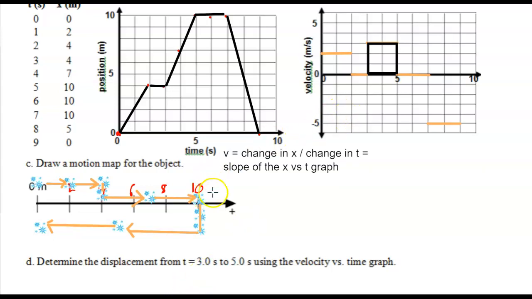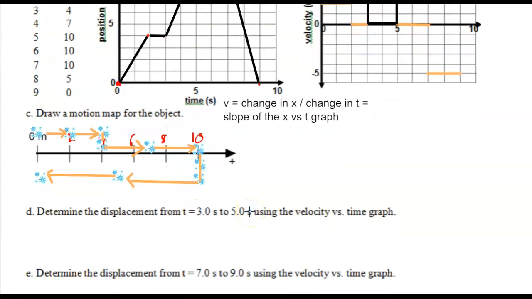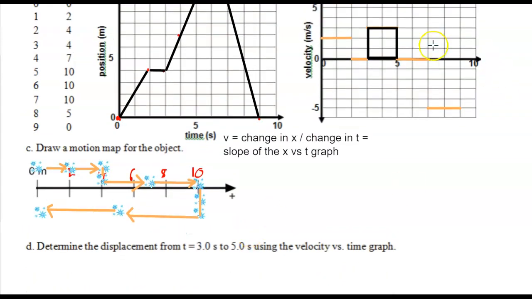Then for the next one, it says determine the displacement from 7 to 9. So 7 to 9 would be here, that area, and that's negative 5 by 2, so that's a negative 10. So this one here is a positive 6 meters because it's 3 by 2.